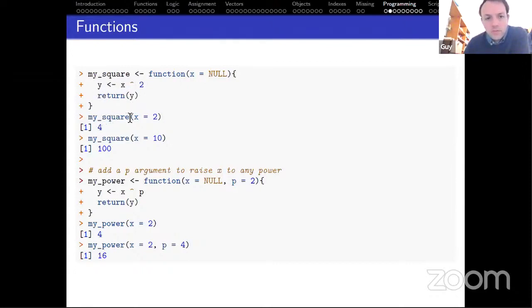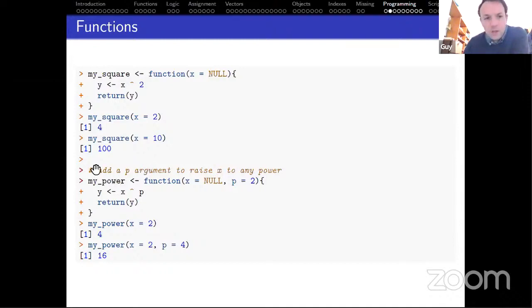So here I use my square, and I say x is equal to 2, and then that's the same as writing 2 to the power of 2 and printing it. And here I can change it to 10. Okay. So this second function is sort of based off this first function, but it's a bit more complicated.